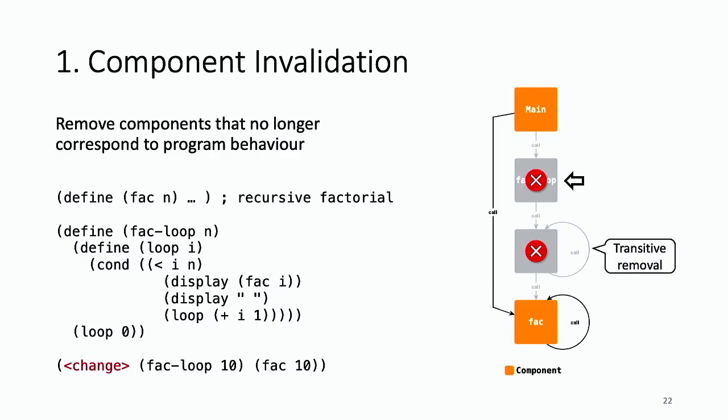And in this case, we have to transitively check the liveness of components because, for example, the removal of fac loop will also cause the removal of loop. And for this step, we can rely on the call effects that were emitted during the analysis.